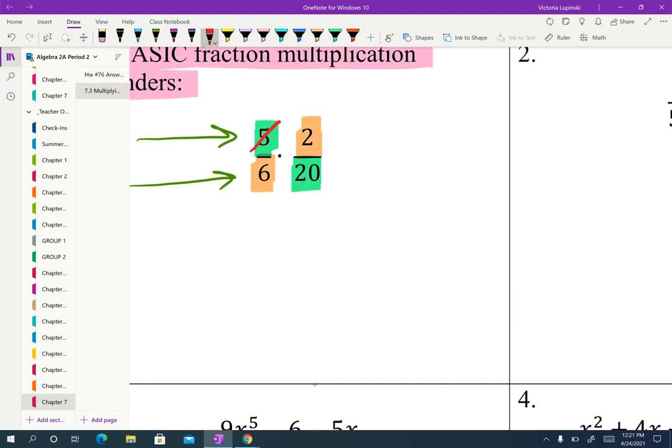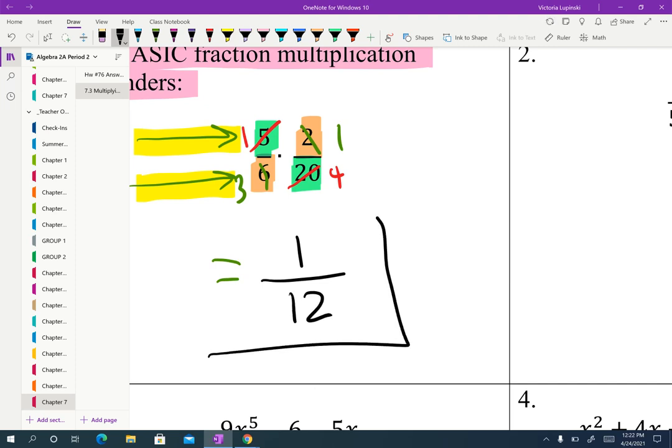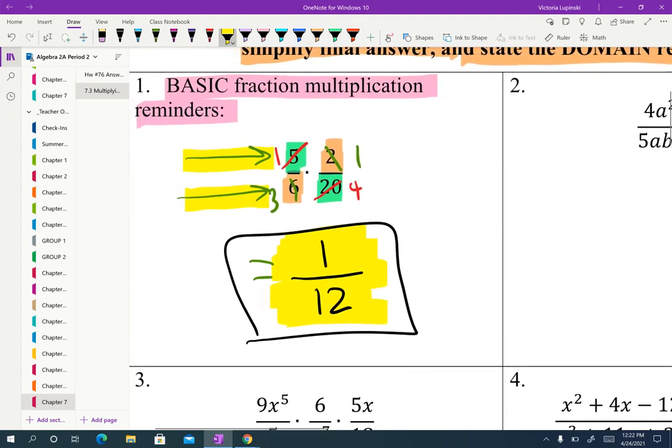So 5 divides into 5 once. 5 divides into 20 4 times. When it comes to the 2 and the 6, 2 divides into itself once. 2 divides into 6 3 times. Once you've done that, you can use those easy rules of multiplication, which says you're going to multiply the numerator times the numerator, which in this case would just be 1 times 1. You're then going to multiply the denominator times the denominator, which would be 3 times 4, and you're going to wind up with a final answer of 1/12. Again, leave it as a fraction, no need to make it into a decimal. Notice again, this is a basic problem, so there are no variables. Because there are no variables, we don't have to worry about any restrictions.